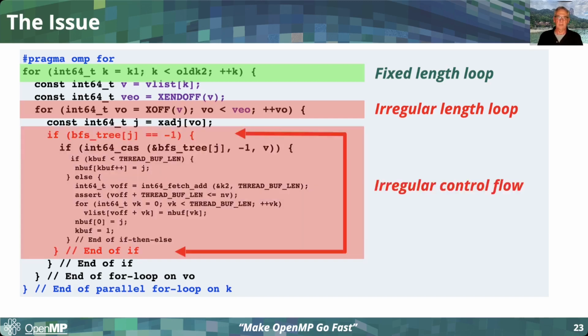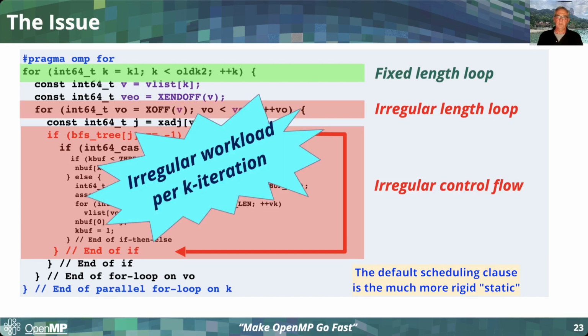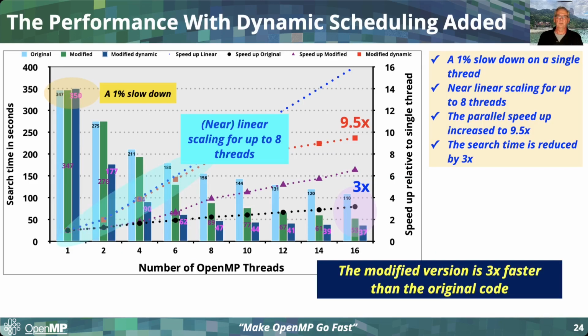And then we see a nested if statement. And depending on whether those ifs are true or false, you could end up doing a lot more work. So there's what we call irregular control flow. Depends on whether those ifs are true or not. And that means there's an irregular workload per K iteration. For different values of K, threads do different amounts of work, and that's called a workload imbalance. And as soon as that word is dropped, then you should think about the schedule clause. And that's what I did.